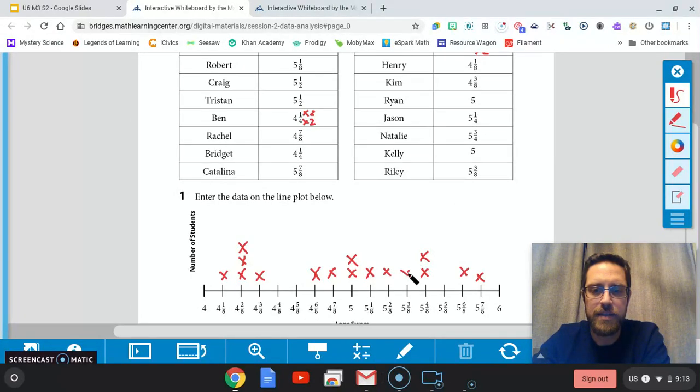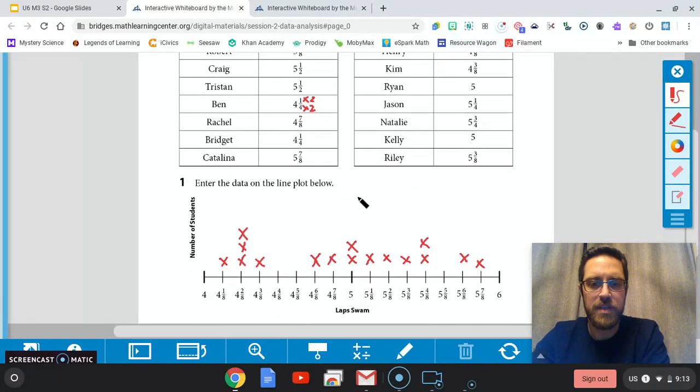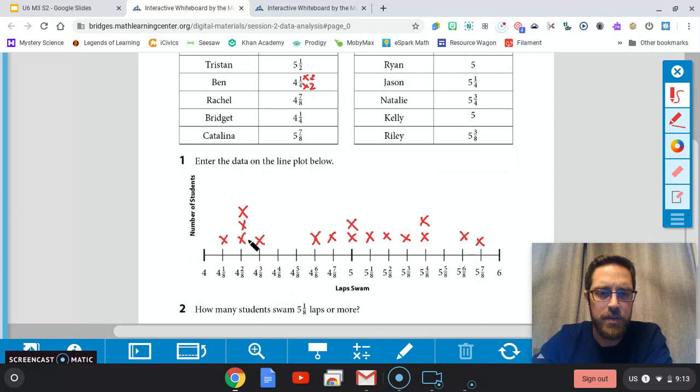All right, then the next thing I'm going to do is I'm going to count how many total data points I had. So 1, 2, 3, 4, 5, 6, 7, 8, or times 2, because they go across, so that'd be 16. So now let's make sure I have 1, 2, 3, 4, 5, 6, 7, 8, 9, 10, 11, 12, 13, 14, 15, 16 data points.